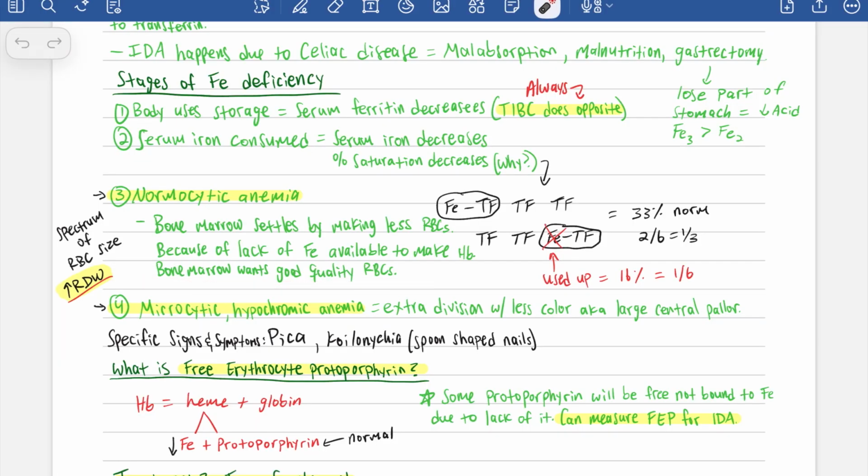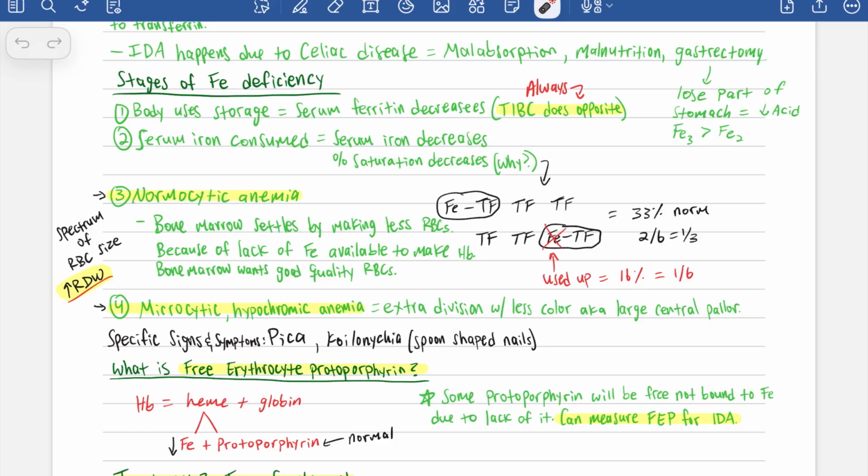So we've used up iron storage. We've used up the iron we have in our serum. We're really low on iron. So the body's like, well, we don't have enough iron. I can't make good quality hemoglobin and good quality red blood cells. So I'm going to settle by just making less red blood cells because our hemoglobin's low.